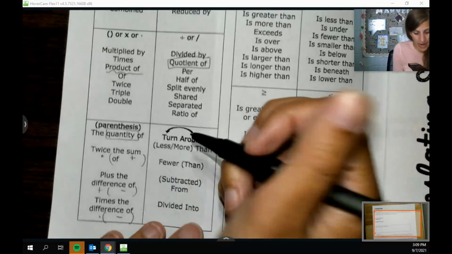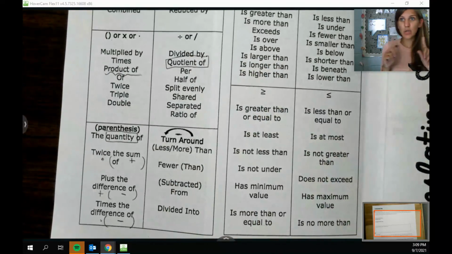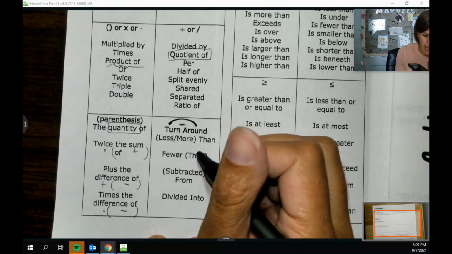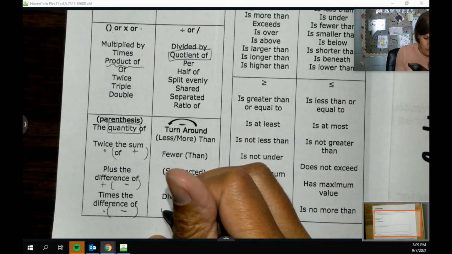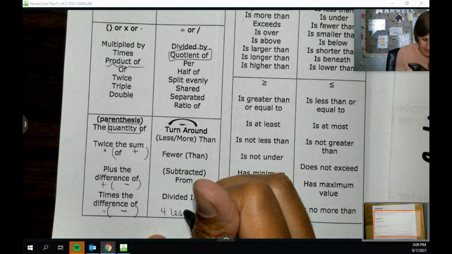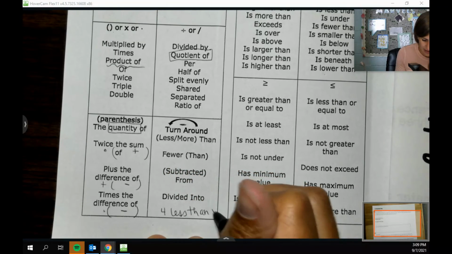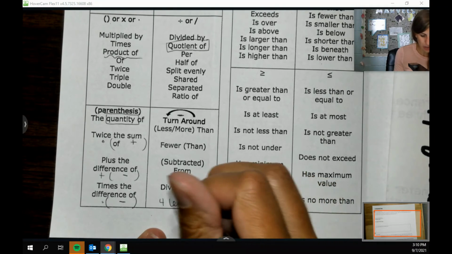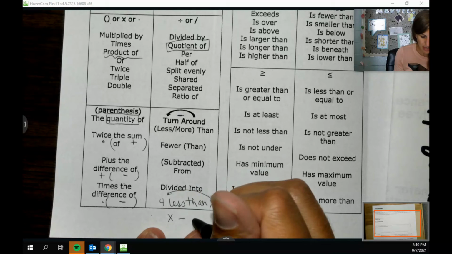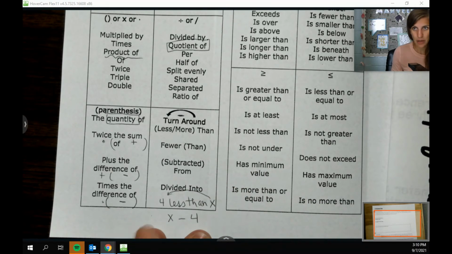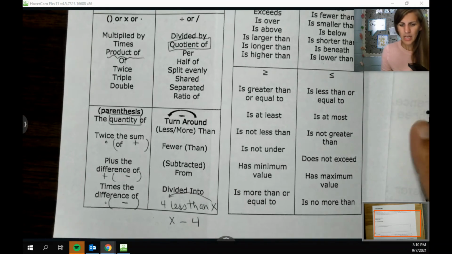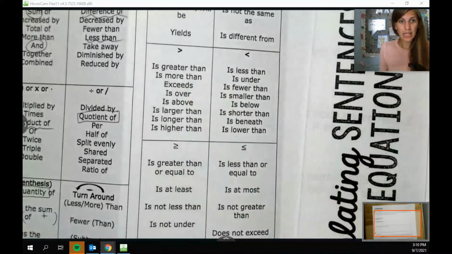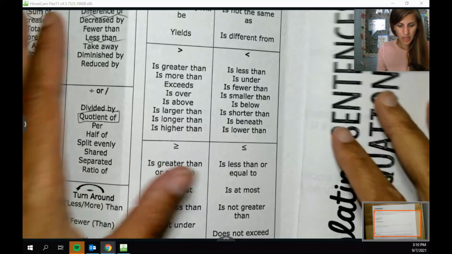Now the turnaround words are real good. They are also subtraction words, but I need to swap the order. So what I mean by that is if it says something like 4 less than x, it's super tempting to just write that right in order, but you got to turn the numbers around. So it's actually going to be x minus 4. So we swap the order. These are all really good equals or inequality type words, and those are just there for you to use.